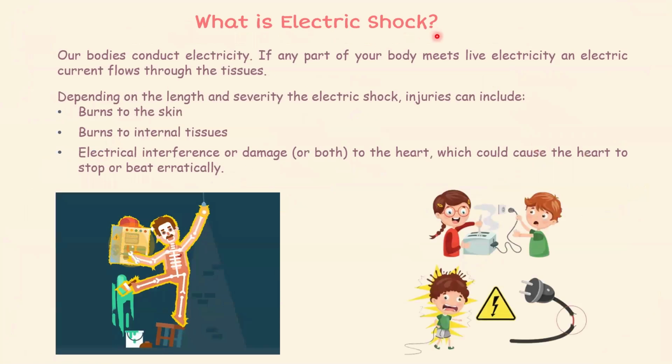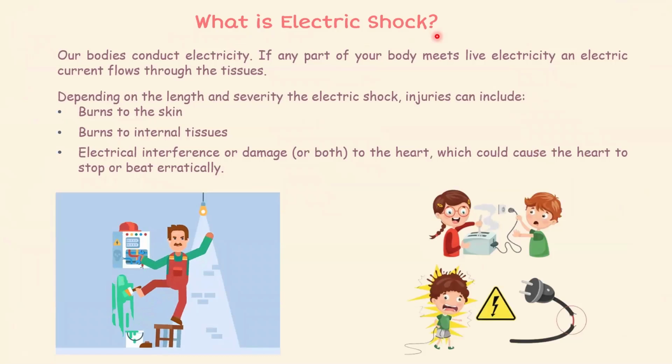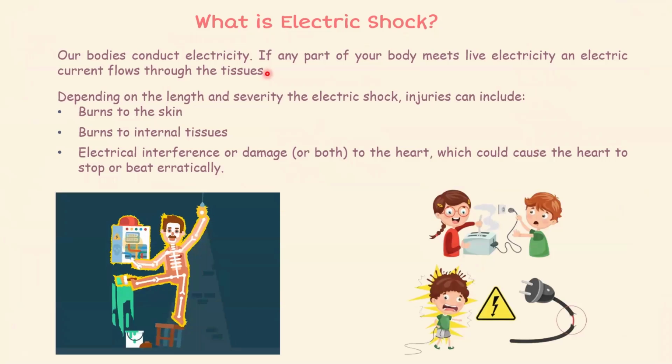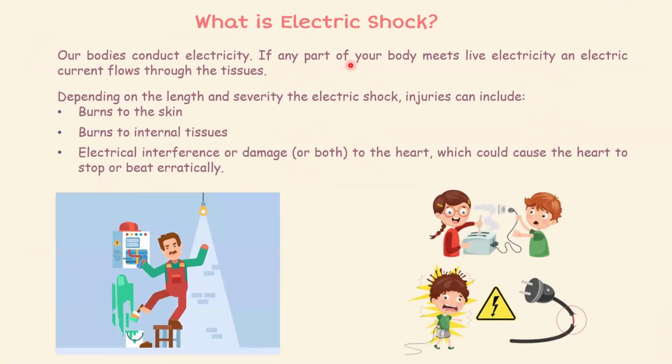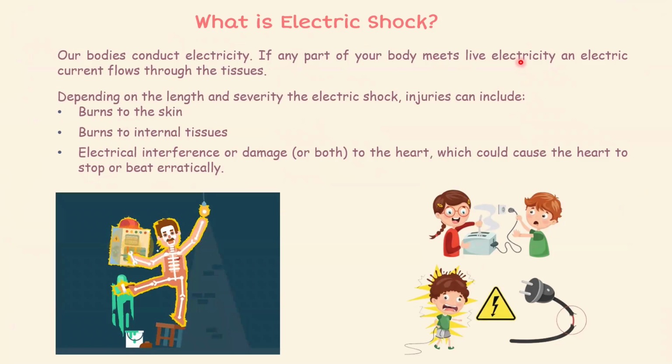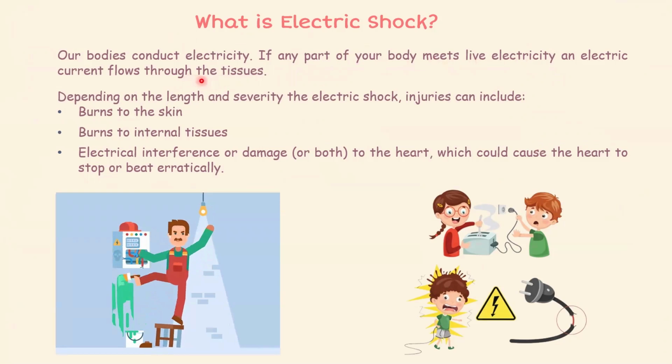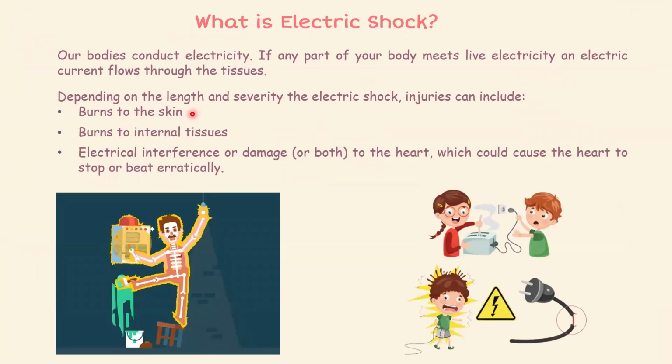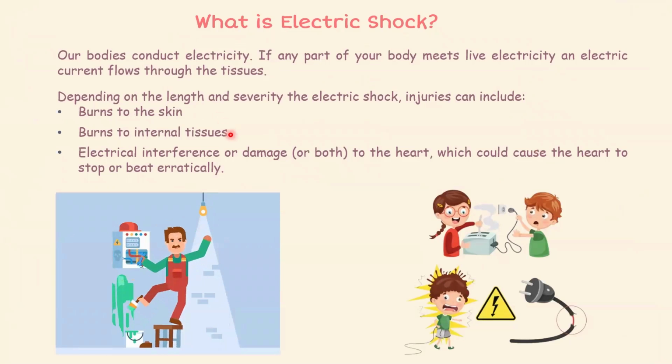Next is our main topic, electric shock. Electric shock happens when our bodies conduct electricity or any part of your body meets live electricity and electric current flows through the tissues. Sometimes people call it electrocution. Depending on the severity, injuries can include burns to the skin as well as internal tissues, and electrical interference or damage to the heart, which could cause the heart to stop or beat erratically.